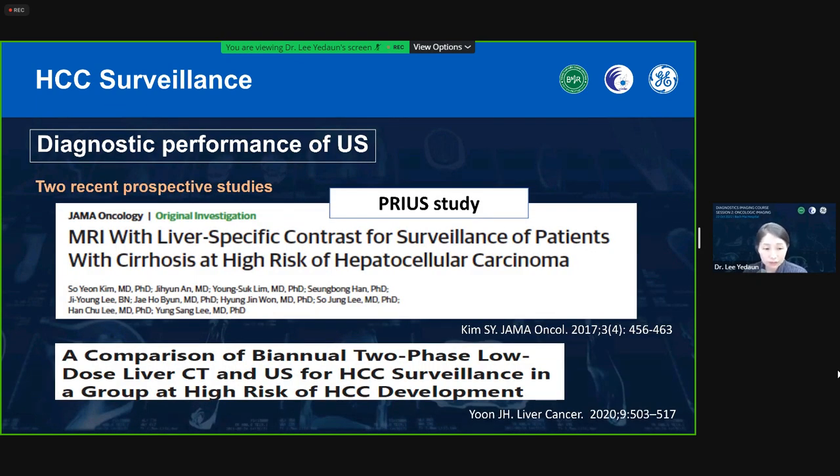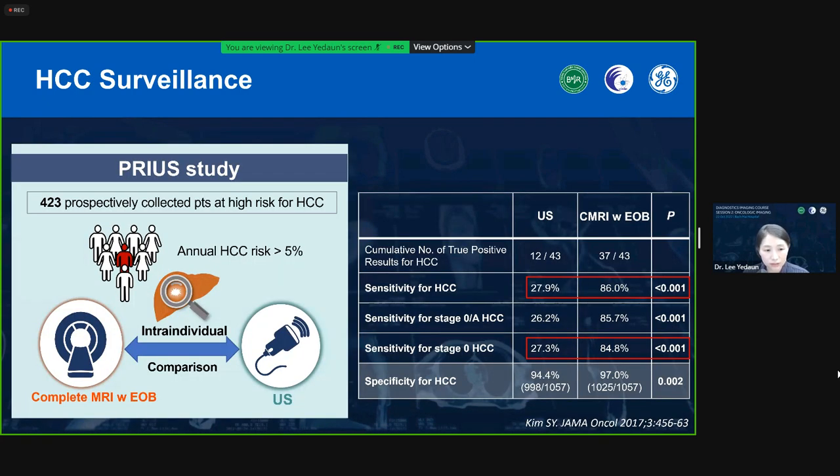There are 2 recent prospective studies from Korea which evaluate the diagnostic performance of US to provide US sensitivity information regarding very early HCC. So let's take a look at the study outline of the previous study. The study prospectively enrolled 423 patients at high risk for HCC, specifically with annual HCC risk more than 5%. The diagnostic performance of complete protocol MRI using EOB was compared to US intra-individually.